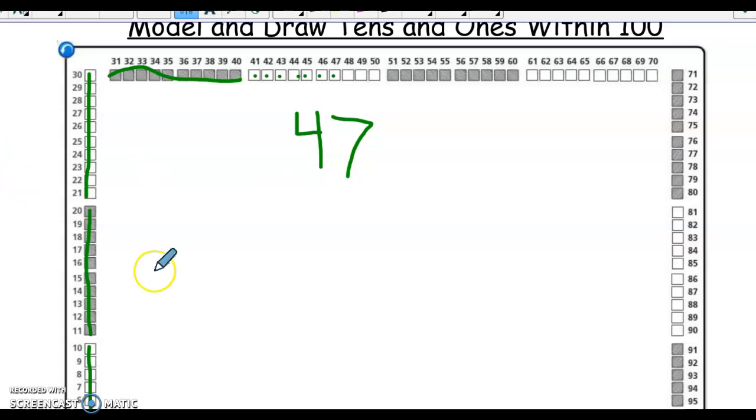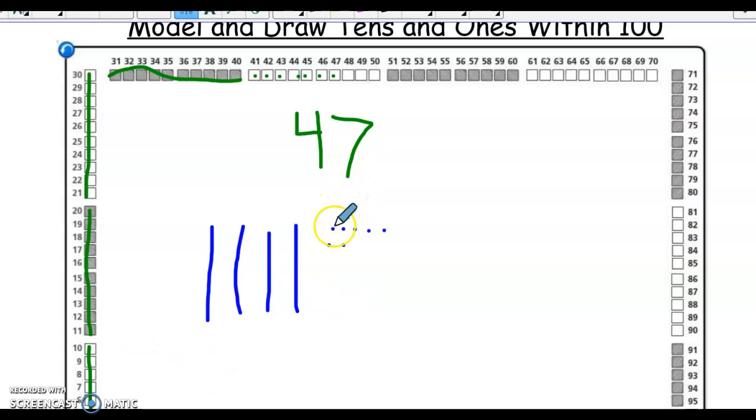So we need 4 10 sticks. I'm going to use a different color just so it's easier to see. 10, 20, 30, 40, and now we need our 7 circles as extra 1s. Okay, I want you to notice that when I did my 7 extra 1s, I made a 5 group on the top, so 5, 6, 7. Makes it easier for us to see.